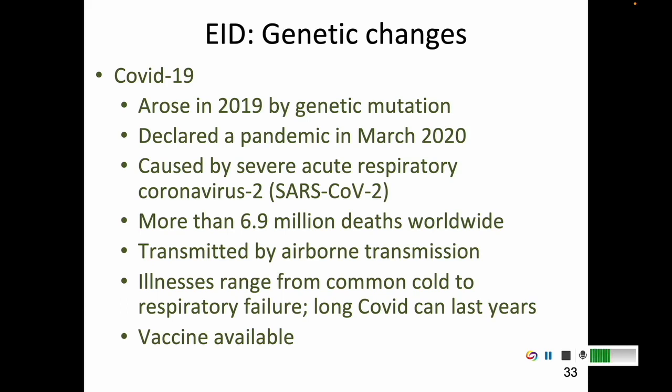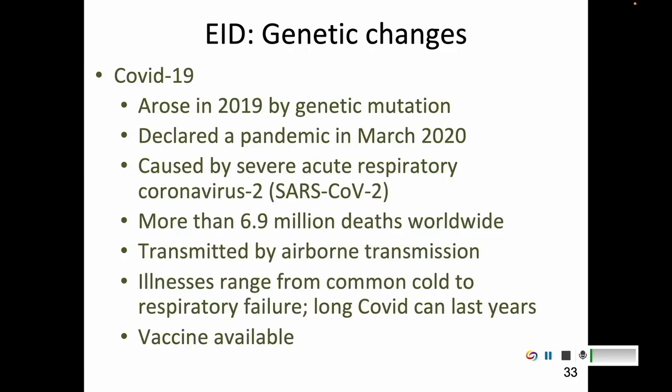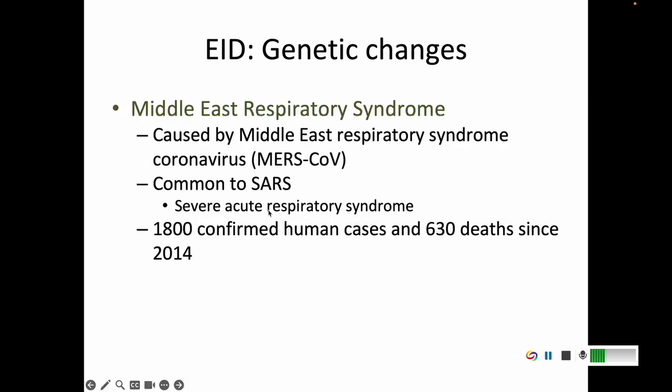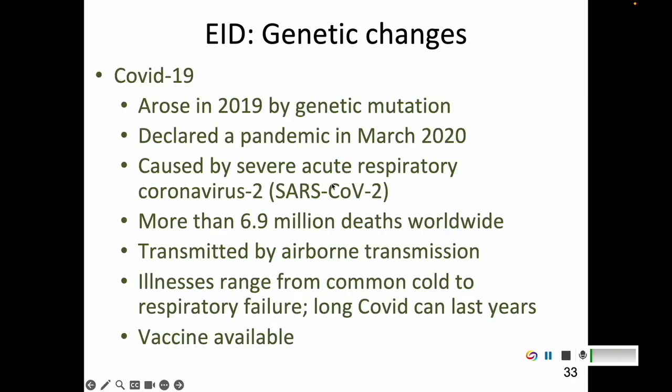The virus was able to spread very quickly around the world and was declared a pandemic, which means it was causing infections around the world at epidemic levels by March 2020. And it is caused by the virus called Severe Acute Respiratory Syndrome Coronavirus 2, or SARS-CoV-2. So that's SARS, just the same as the previous slide. There have been more than 6.9 million deaths. Possibly by the time you watch this, 7 or even 8 million deaths worldwide.